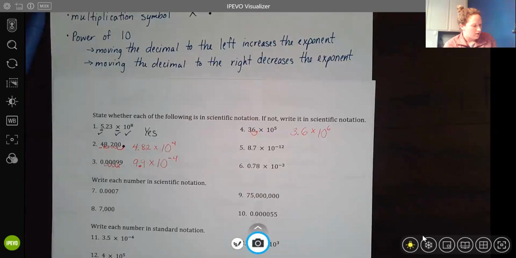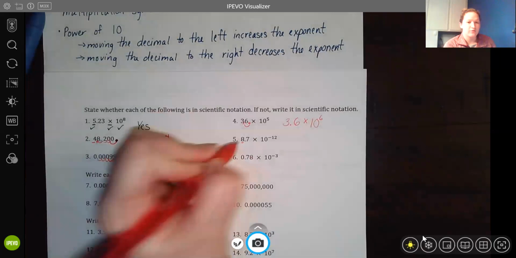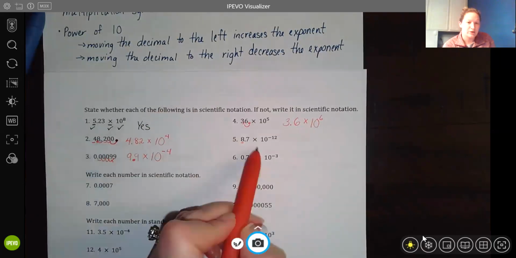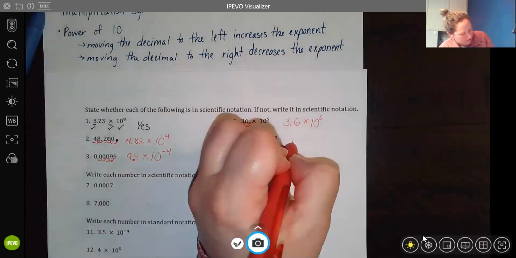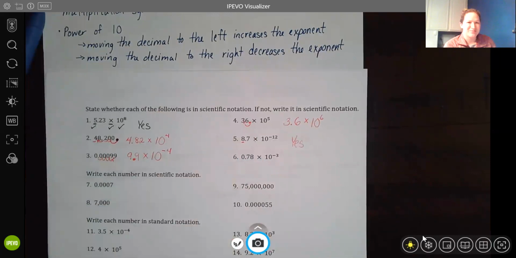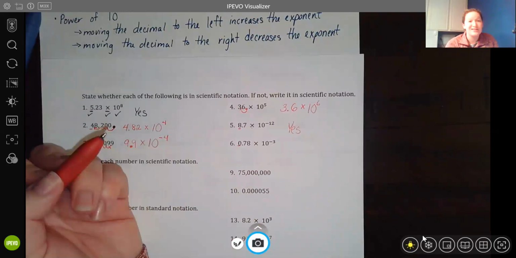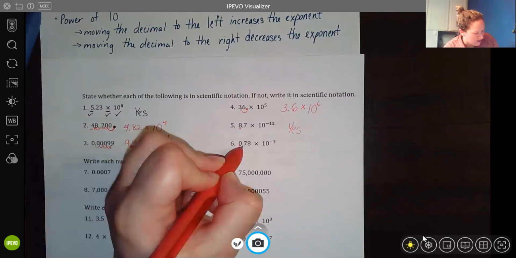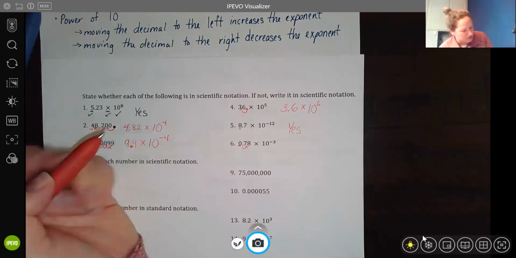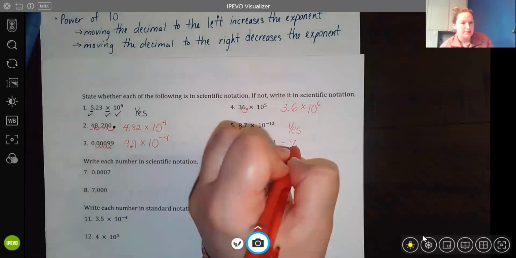For this one, I have a number that is not 0, just one of them in front of the decimal. I have that multiplication symbol, and I have 10 raised to an exponent. So this is incorrect scientific notation. And then this last one, my number in front of the decimal is a 0, and that is not correct scientific notation. So I'm going to have to bump this decimal back 1, so it's in between the 7 and the 8, so 7.8.